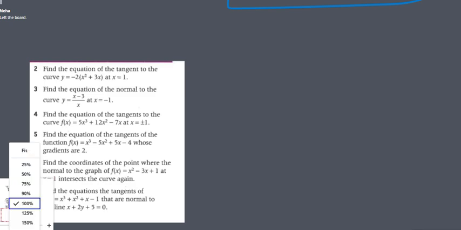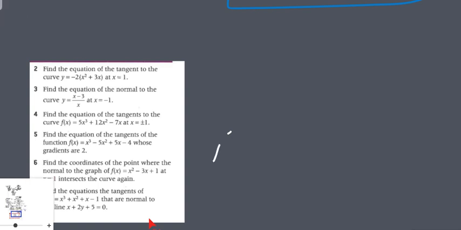Scroll down to question number 6. Read question number 6. First, you have to explain that question. Find the coordinates of the point where the normal to the graph of that function at x equals 1 intersects the curve again. Can you make it geometry? Weird question, but I kind of understand what it wants.